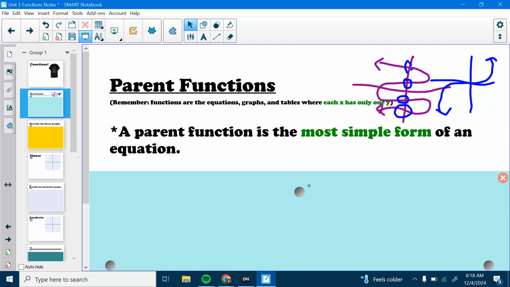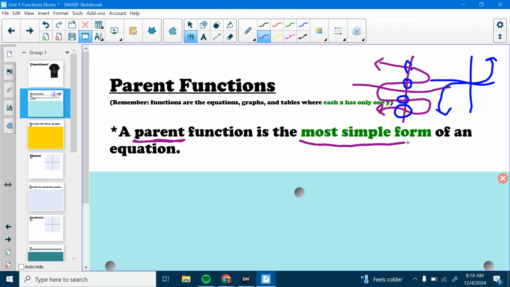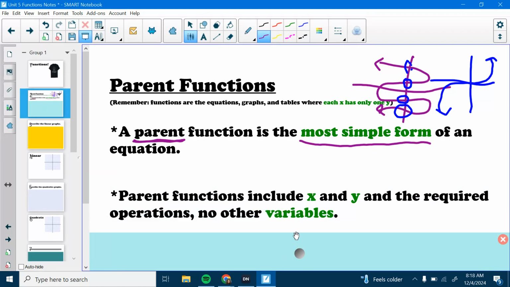A parent function is the most simple form of an equation. Okay, so a parent function is kind of like if you think about a parent being the one that comes first, right? The parent comes before the kid. You have to have a parent before a kid can exist, right? So the parent function is the one that comes first, and it is the most simple form. So everything else is a variation of it, but it all comes back to what that parent looks like, and we'll show some examples of that in a second.